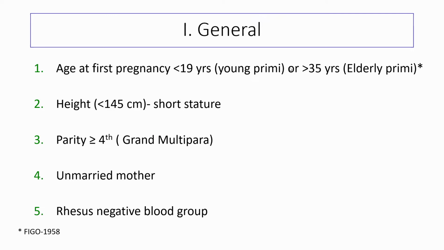In parity more than 4, there are high rates of malpresentation, postpartum hemorrhage. Okay, similarly unmarried mothers, so they do not come for a visit. There could be low support at home. That's why we can classify under high risk. And RH negative blood group if the husband is positive.